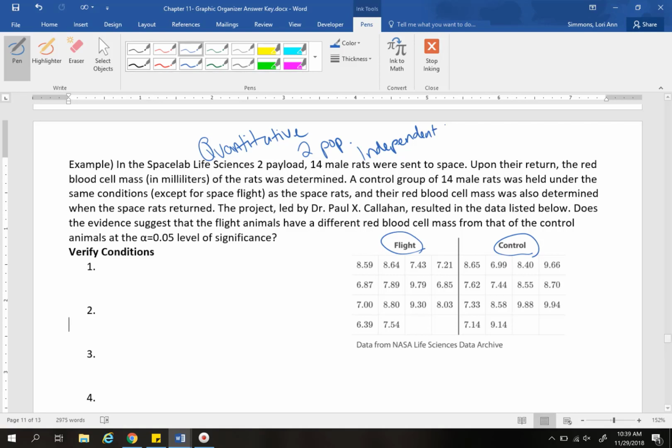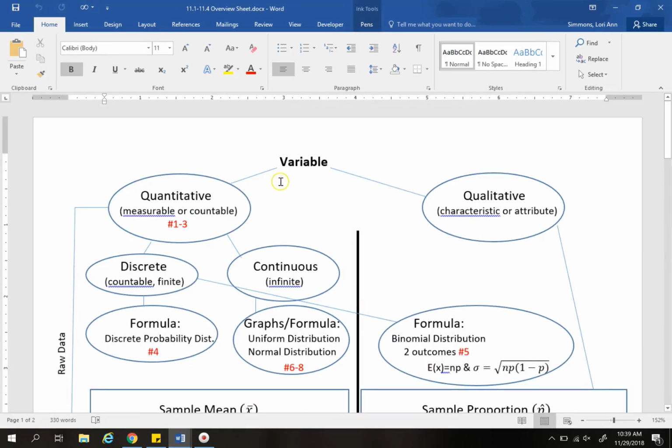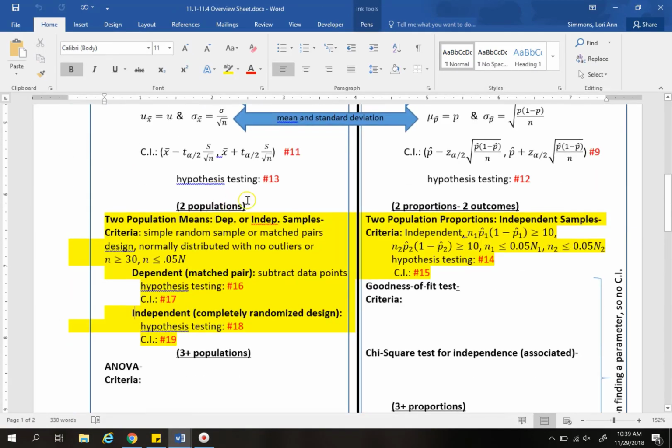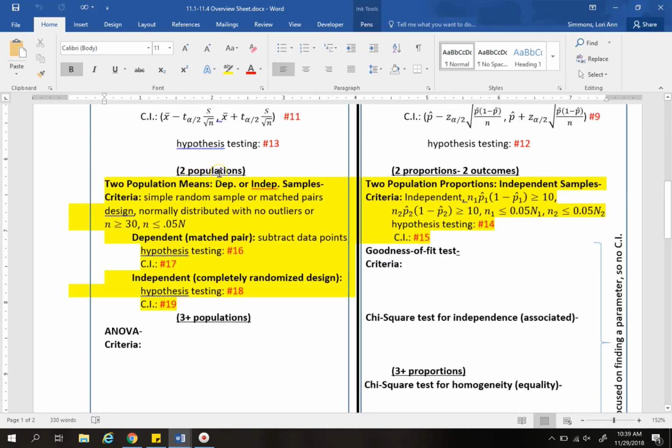The red blood cell mass of the space rats compared to control does not depend on one or the other. So once you figure out those things, you can go to your overview sheet, go to quantitative. Here's one population, we said it's two populations that were independent. So you're going to use number 18 because we're looking at hypothesis testing.